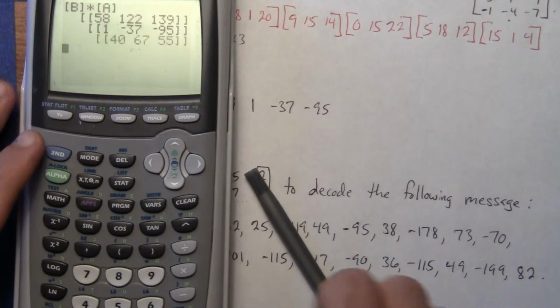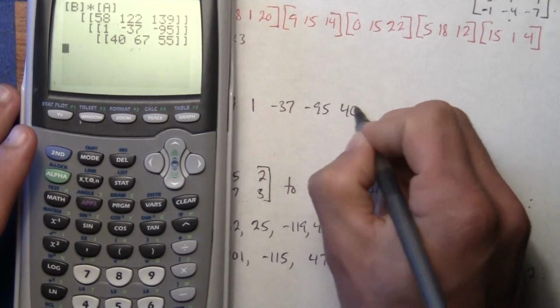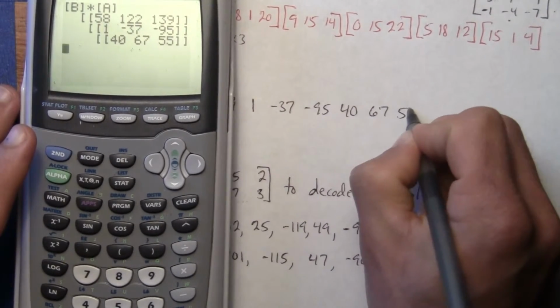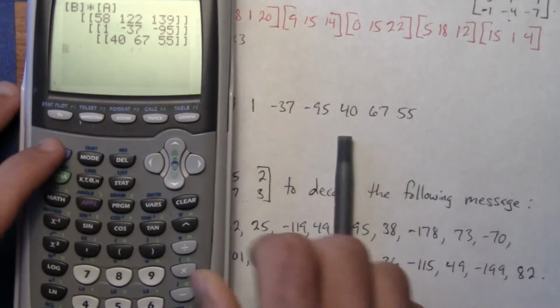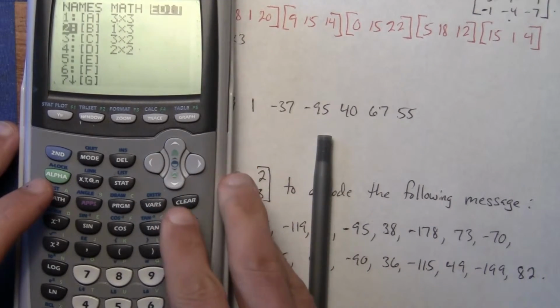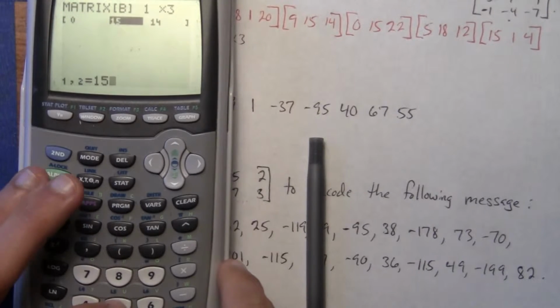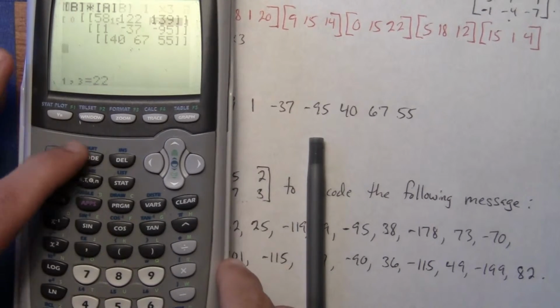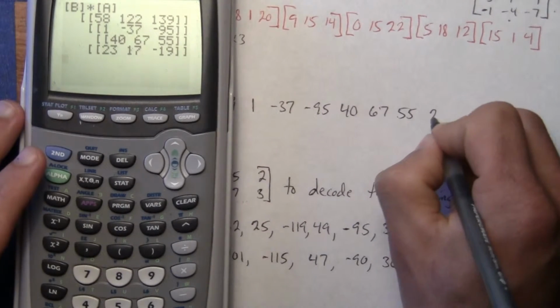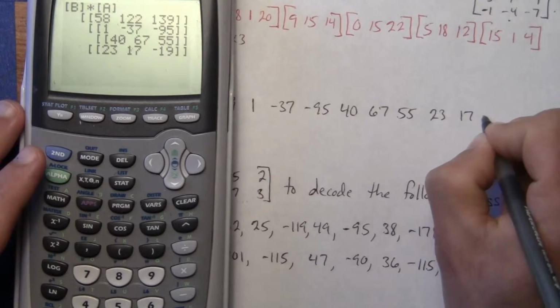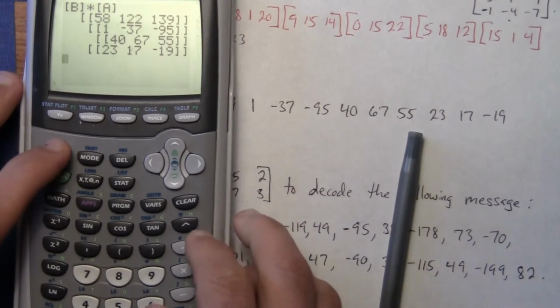Go back to the home screen, hit enter. Next three numbers are 40, 67, 55. Then go back to matrix edit again. Now it's 0, 15, 22. Back to the home screen, hit enter. Next numbers are 23, 17, negative 19.